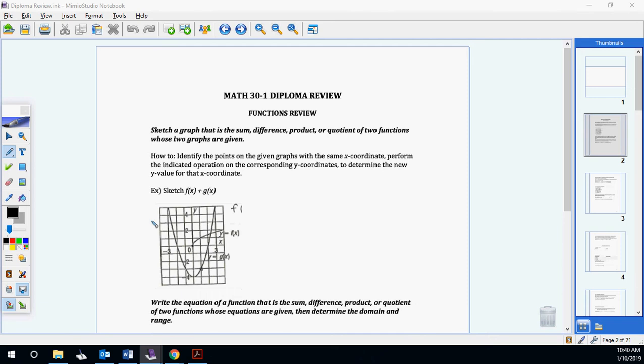Our Math 30-1 Diploma review, we're starting with functions. For this video, we're going to try to do functions, transformations, and exponents and logs, depending on time. So the black on these is like the standard. So it's the curriculum outcome that you're trying to make sure that you know how to do.